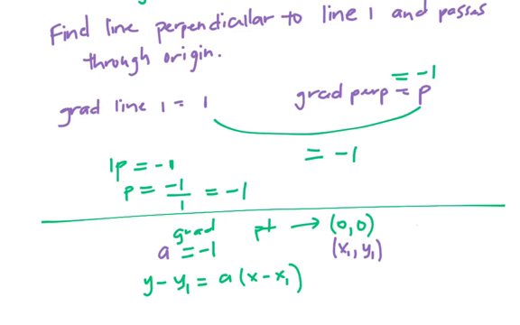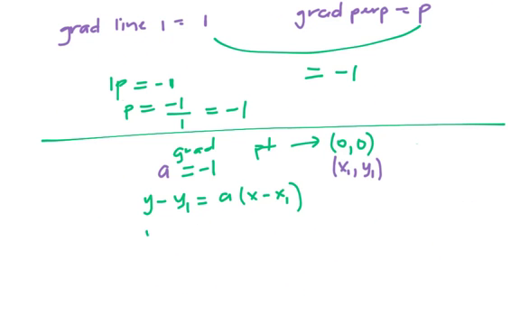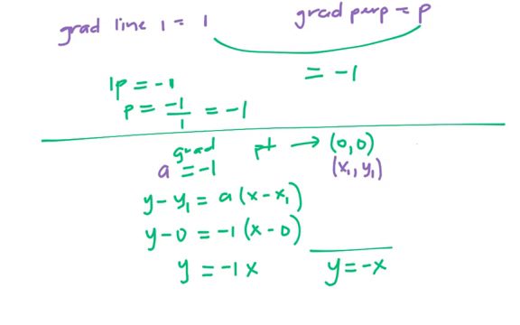So now we can substitute that and we get y minus 0 is equal to -1 times x minus 0. y minus 0 is y. x minus 0 is x. So the equation of our perpendicular line is y is equal to -1 times x, or y is equal to -x.